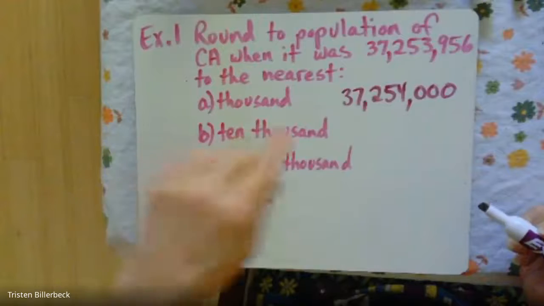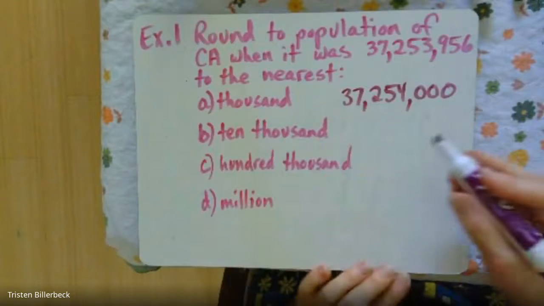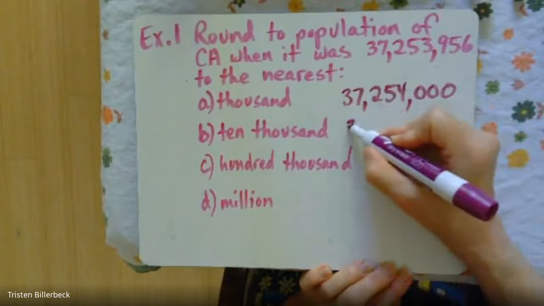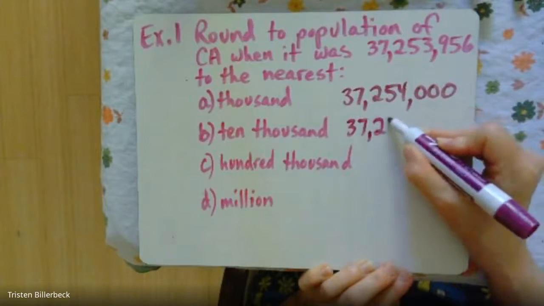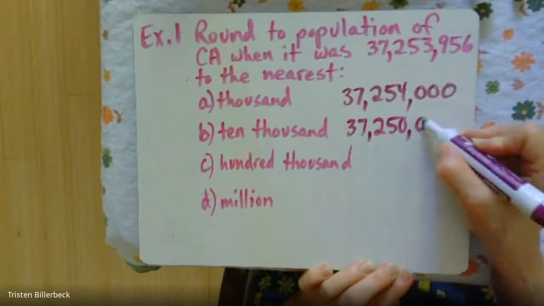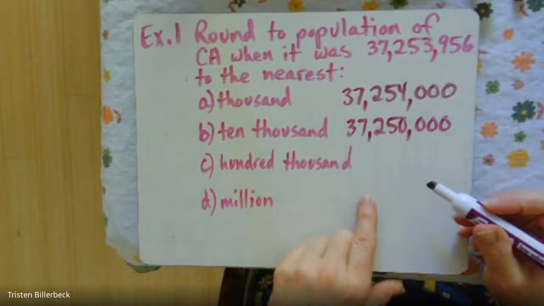Okay, 10,000. Okay, here we have a 5. So this is a 3. So it's 4 or less, let it rest. So we have 37,250,000.